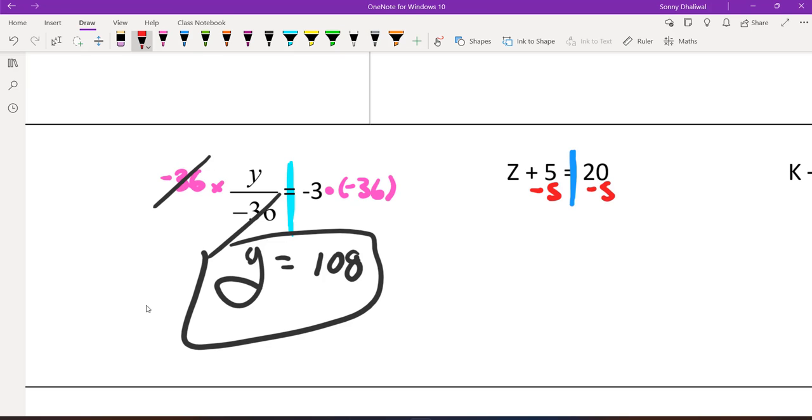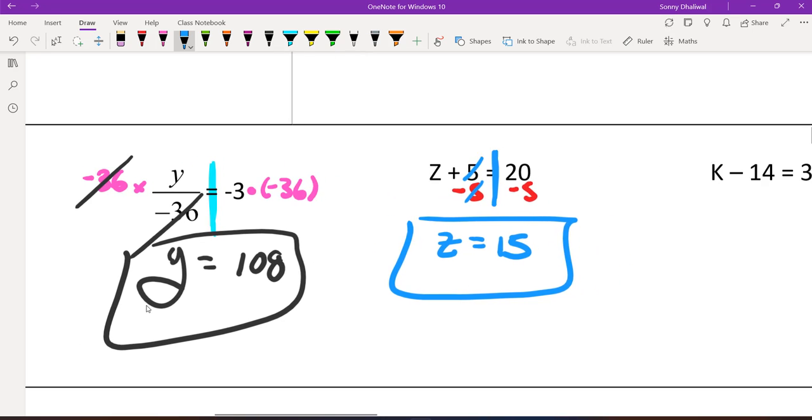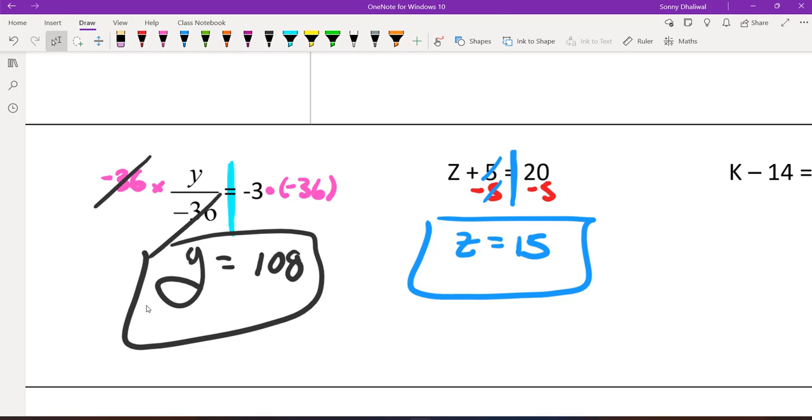So that makes 0. The z disappears. What do we have on the other side? 20 minus 5, which is 15. And you can probably do that in your head, because 15 plus 5 is 20.